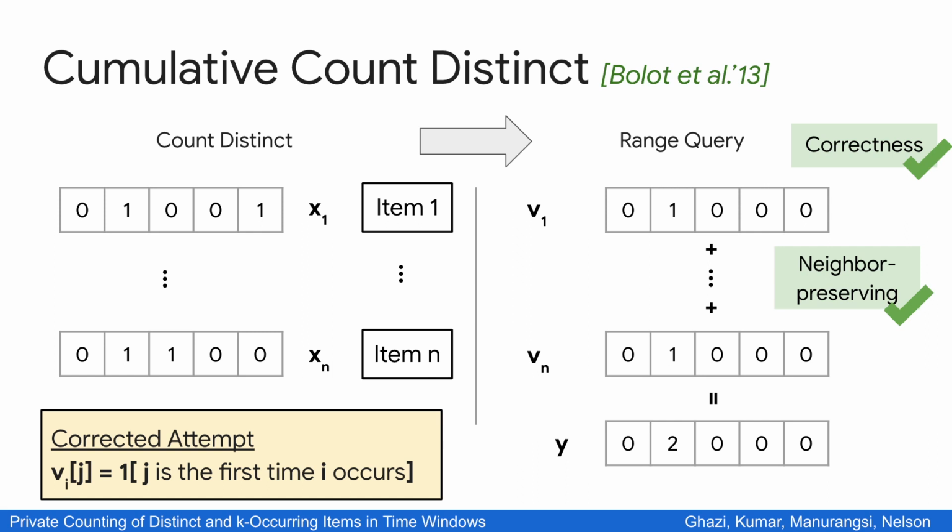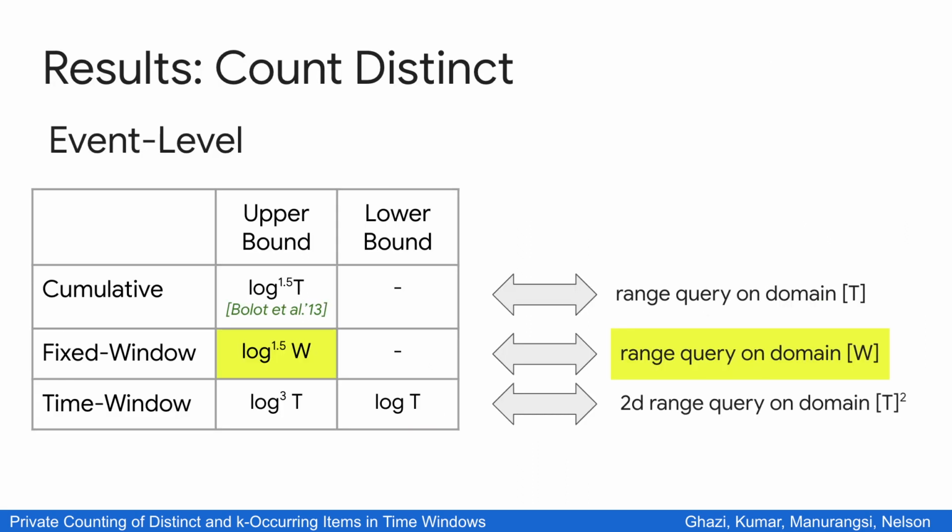So this concludes the high-level overview of the reduction from Bolot et al. And we note here that this is a reduction in one direction from CalDistinct to range query, which gives an algorithm for CalDistinct. In the paper, we also show that there are reverse direction reductions as well from range queries to CalDistinct, but we will not be discussing it in this talk. Okay, so that's the cumulative CalDistinct problem. Let us now go back here and talk about the next setting, the fixed window setting.